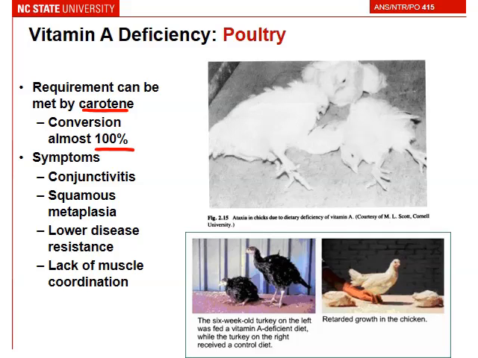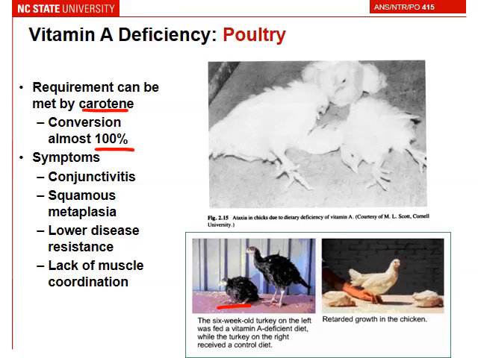I looked at vitamin A deficiency in chickens, and once the vitamin A deficiency hits, they really have a hard time standing and walking. Here you can see some turkeys. We have some 6-week-old turkeys. This one on the left was provided a vitamin A deficient diet, and you can see the stunted growth. It is sitting down because it does not feel well, so it doesn't want to be standing up.